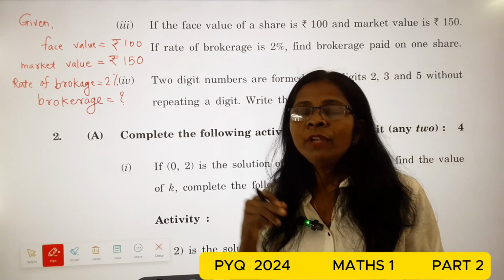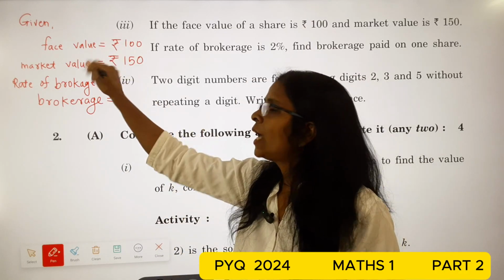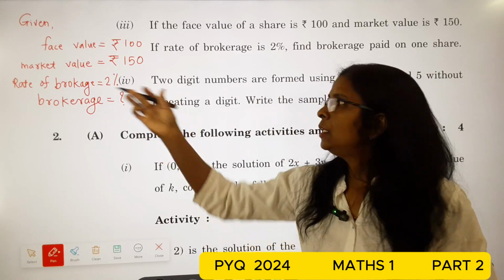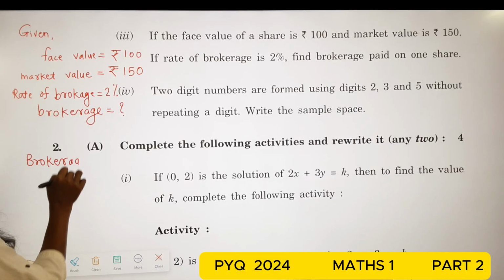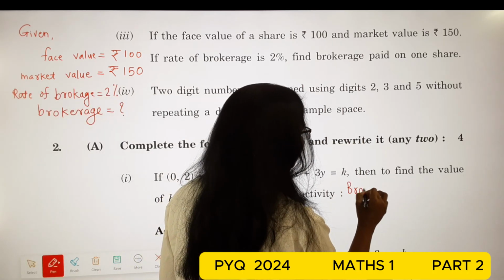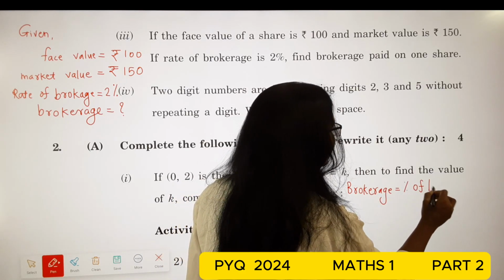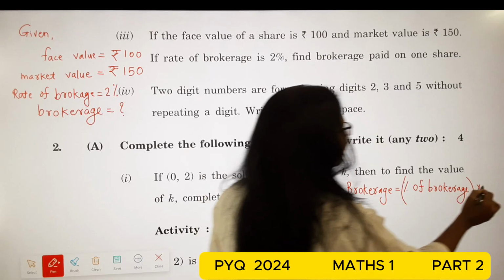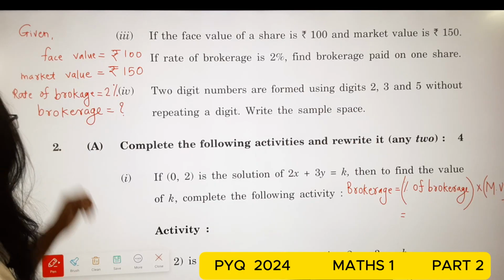So which formula is helpful to calculate the brokerage if these three values are given? Okay students, let us write down the formula related to these terms. Brokerage is equal to percentage of brokerage multiply the market value.